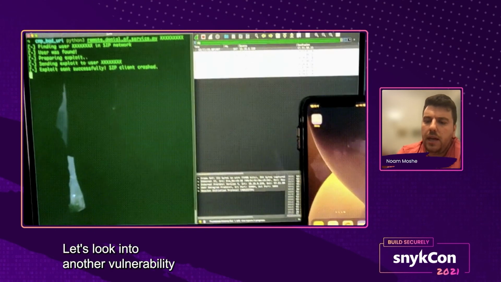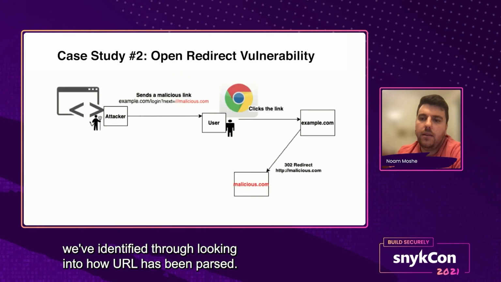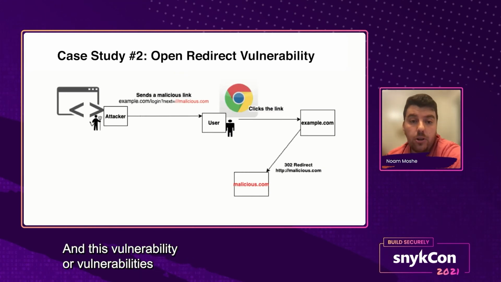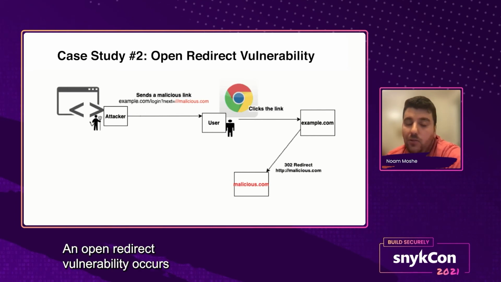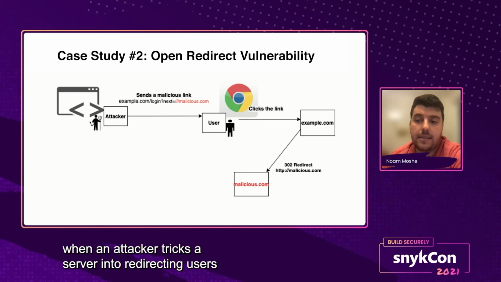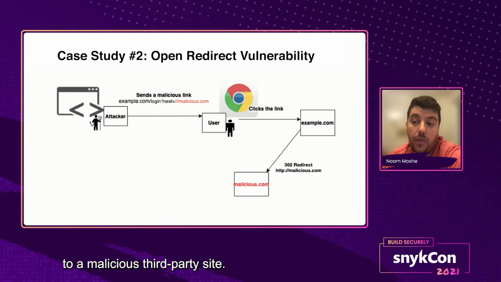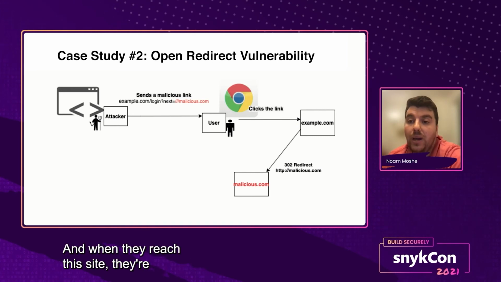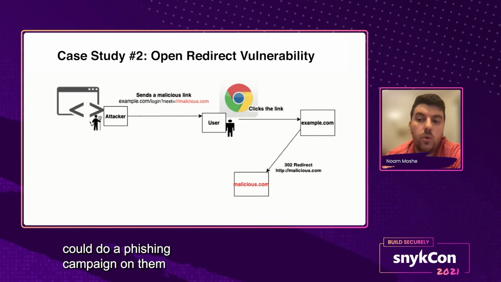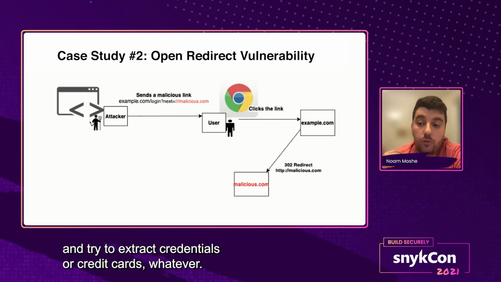Let's look into another vulnerability we've identified through looking into how URLs are being parsed. And this vulnerability, or vulnerabilities, is an open redirect vulnerability. An open redirect vulnerability occurs when an attacker tricks a server into redirecting users to a malicious third-party site. And when they reach this site, they are under the attacker's control, and it could run a phishing campaign on them and try to extract credentials or credit cards, whatever.